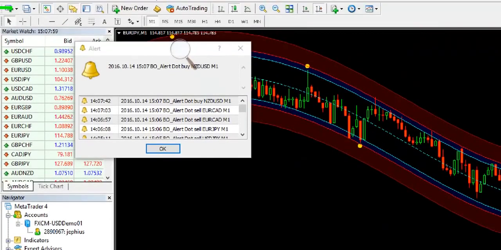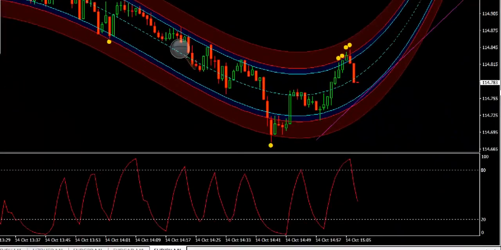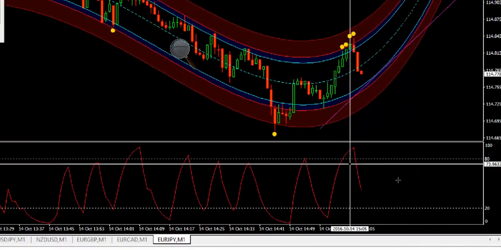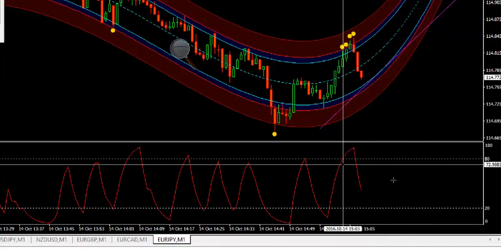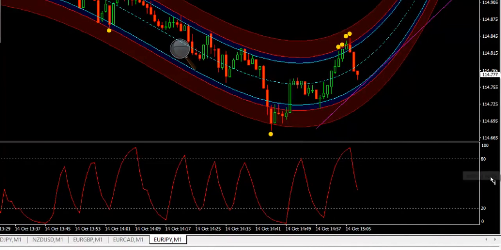Another thing you can use when you're trading my system is this: here, when the first dot came out, the price is also to be above this line, which is the 80 period line.